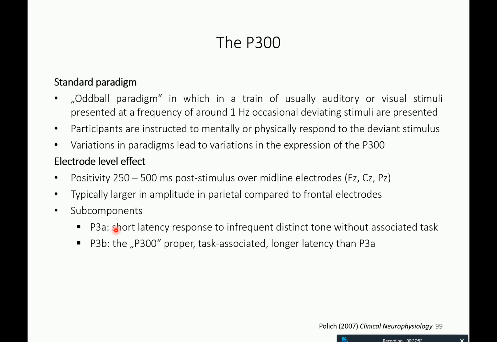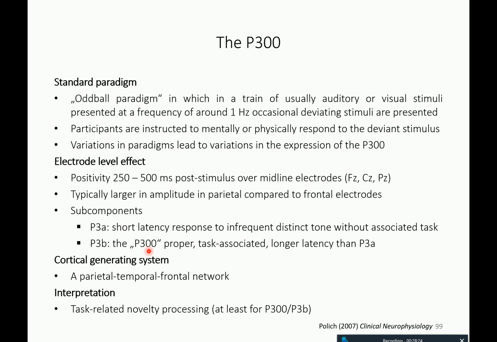P3A being the first one, more towards 250 milliseconds per stimulus, and being more of a deviance detector, not associated with a task, so being more automatic. P3B is what some people actually call the P300 proper, which is a task-associated, longer latency amplitude deflection. The cortical generating system is a parietal, temporal, frontal network, which is essentially the whole brain. The interpretation is that this is novelty processing, but not automatic and pre-conscious, but task related.